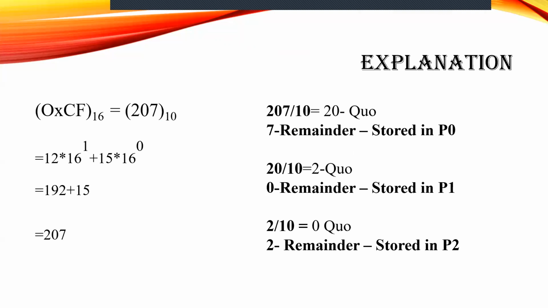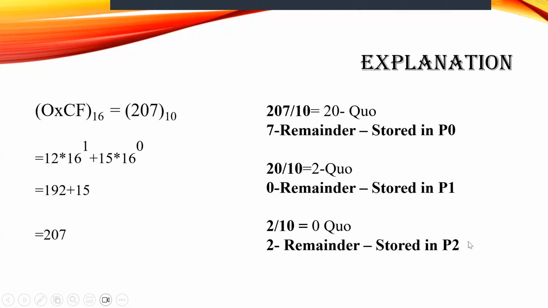Now how will the port 2 value be stored? Again this quotient is divided by 10. So 2 divided by 10, 0 will be your quotient, because you cannot divide it, right? It is only 2, so the same 2 will be the remainder and 0 will be the quotient. So finally the value 2 will be stored in P2. So remember 7, 0, 2: P0, P1, P2.